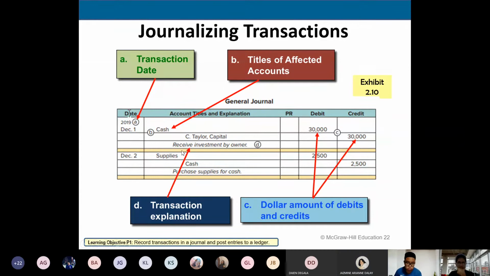So, actually dito meron tayong explanation. For every journal entry, we have to provide the account titles and of course, kung ano yung explanation for that transaction, for the debit and credit. You must explain the transaction, kung ano yung source niyan. Hindi basta-basta pwedeng mag-provide ka ng entry without a valid basis, okay? And of course, we have to know kung ano yung amount na i-debit natin and amount na i-credit natin.